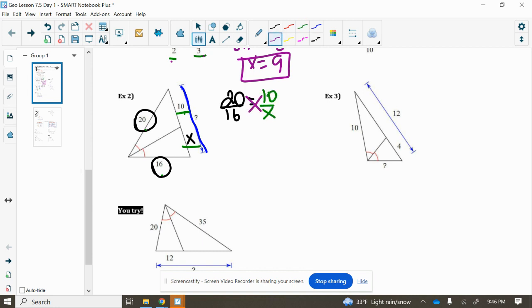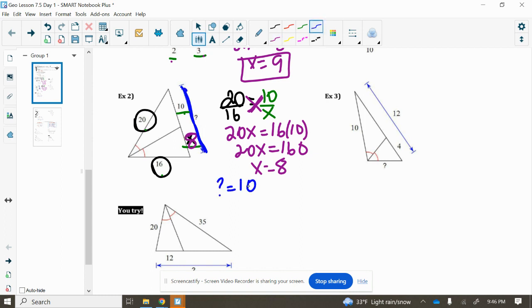Cross multiply and solve, we have 20 times x and then 16 times 10, which is 160. Divide both sides by the 20. X this time is going to equal 8. Now we need to be careful again, make sure we're answering the final question. This piece is 8, but we want our final answer to be that whole segment. So the question mark is actually going to be 10 plus 8 for a total length of 18.